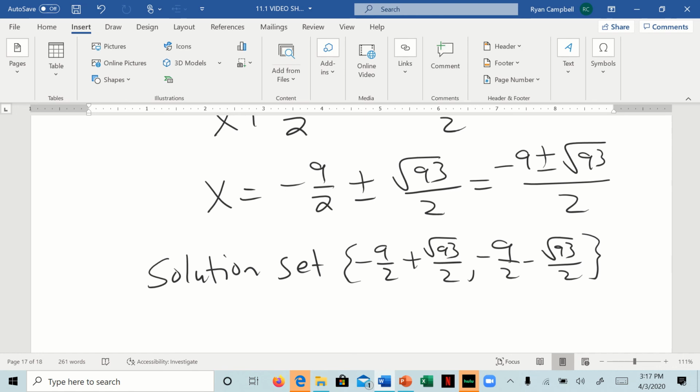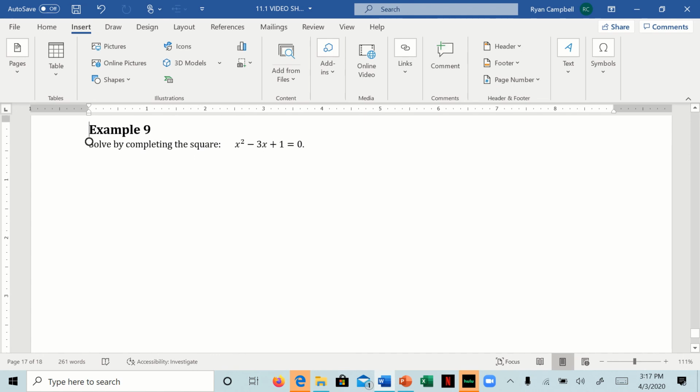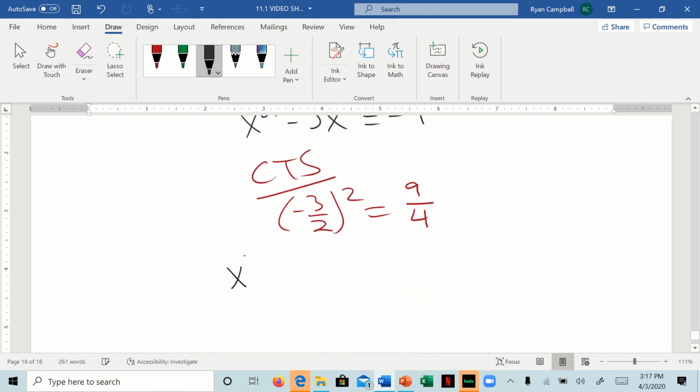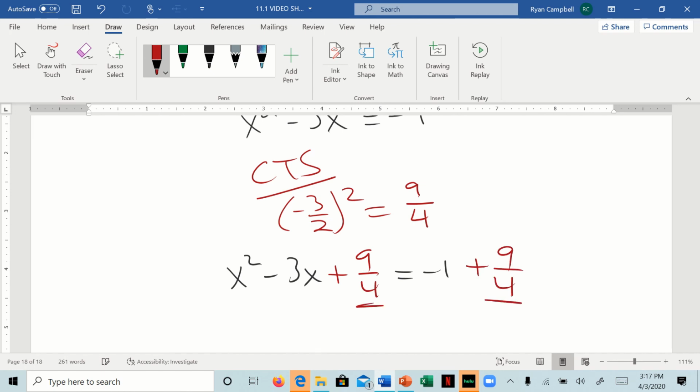Last problem. All right. Step 1. Get the 1 on the other side. X squared minus 3x equals negative 1. Step 2. Complete the square. So negative 3 divided by 2 squared. Can't simplify inside, so negative 3 squared is 9. 2 squared is 4. So we're going to add 9/4 to both sides of this equation.